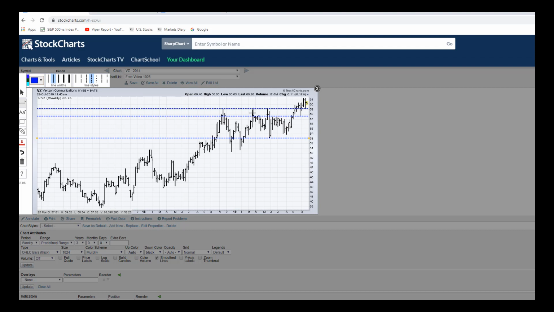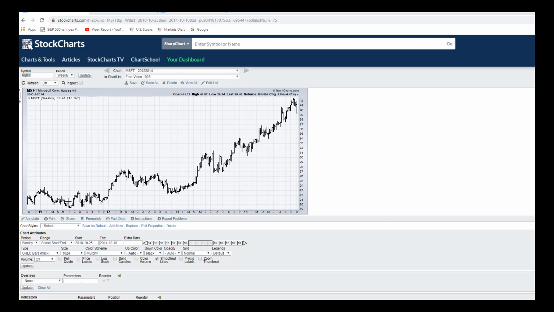Oftentimes you'll see a stock break out of a range like this and then come back in there, and that'll create a much more favorable risk-reward entry level. Let's take another favorite, Microsoft. It had a strong surge in the past couple of weeks.